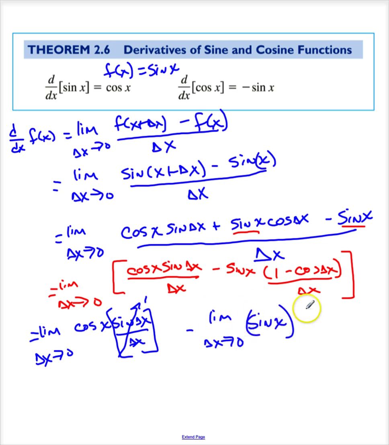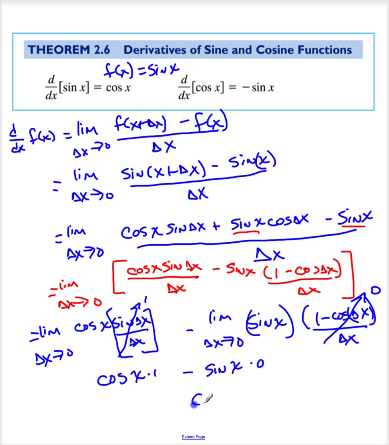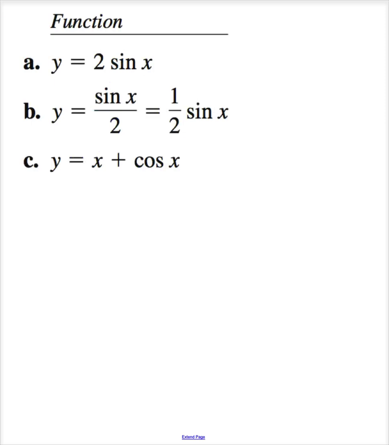All right, now it's going to be minus the limit as delta x approaches 0 of sine of x, and I should have factored that out to the front. Again, it's the same mistake I made a moment ago, times 1 minus cosine delta x, I need my parentheses, over delta x. Now you remember what this limit is. The limit as delta x approaches 0 of 1 minus cosine x over x is 0. So this becomes cosine of x times 1 minus sine of x times 0, or just cosine of x. Now, it's much easier to use than it is to prove.